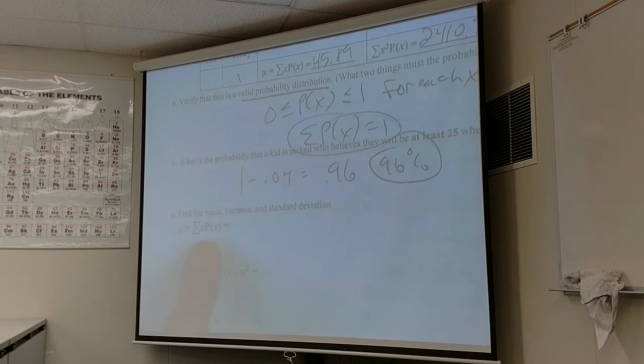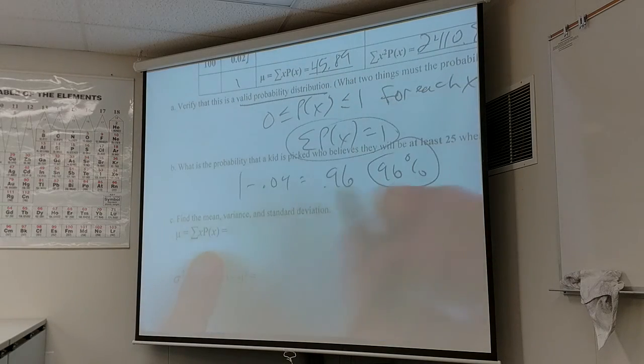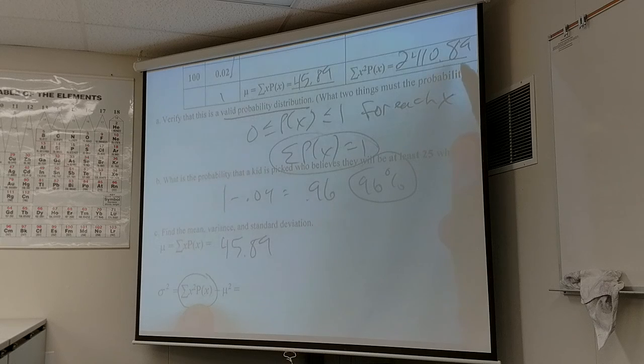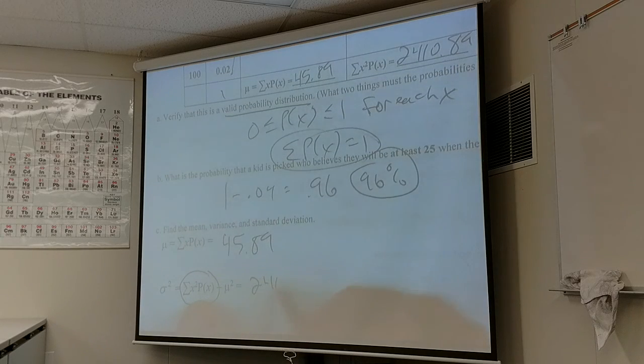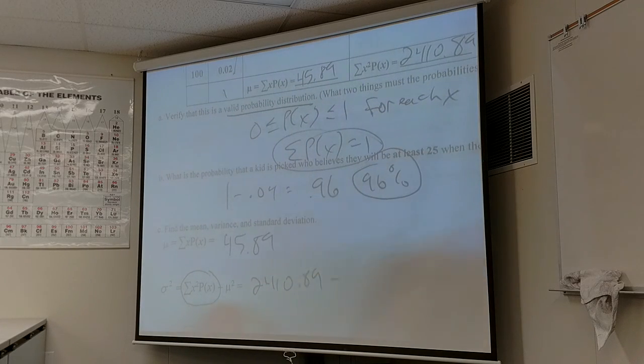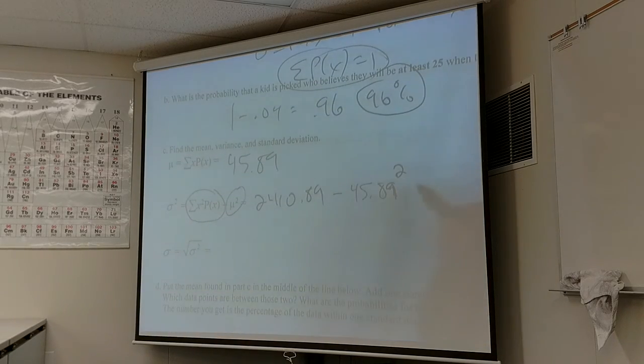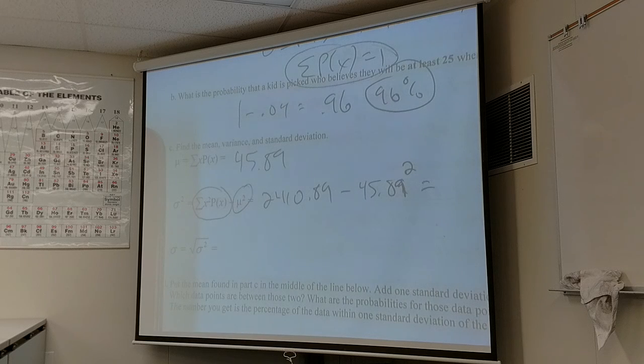So this one we already got, straight up. We got 45.89 for that. This is what? 2410.89 minus 45.89 squared. People leave that square off all the time. Poor little square. So the variance comes out to be, I don't know, what do you guys think?